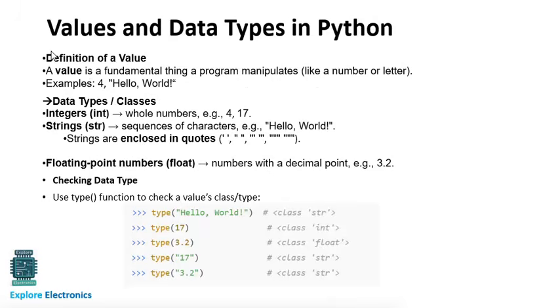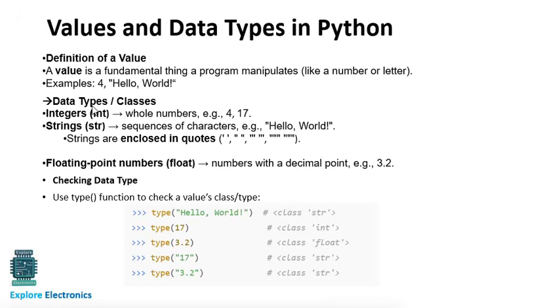The next topic is values and data types in Python. Let us see what a value is. A value is the fundamental thing a program manipulates, like a number or a letter. The value may be a number or a letter, and the program will manipulate it.